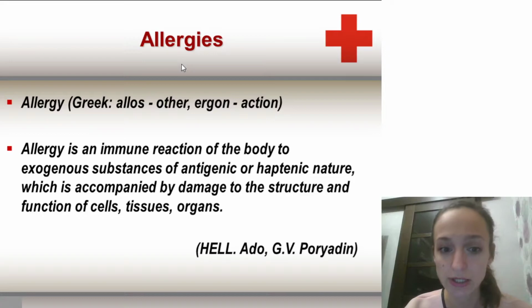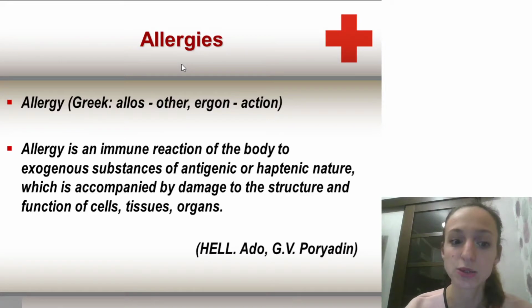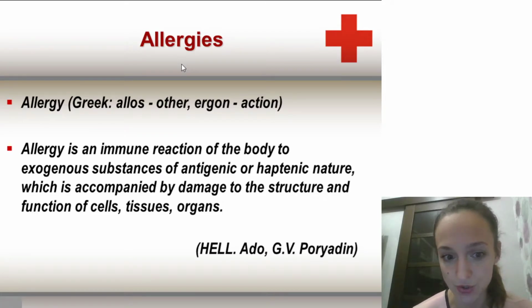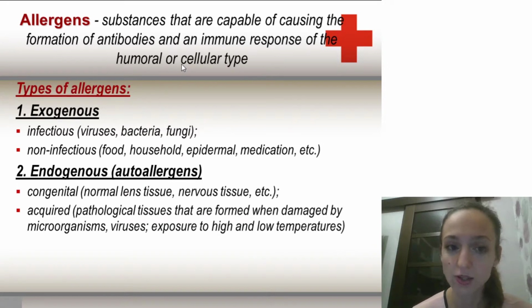Allergy is an immune reaction of the body to exogenous substances of antigenic or haptenic nature, which is accompanied by damage to the structure and functions of cells, tissues, and organs. Allergens are substances that are capable of causing the formation of antibodies and an immune response of the humoral and cellular type. And you should know about different types of allergens.